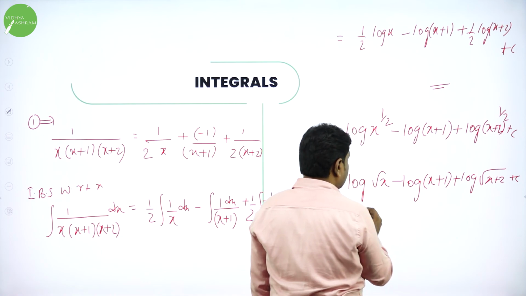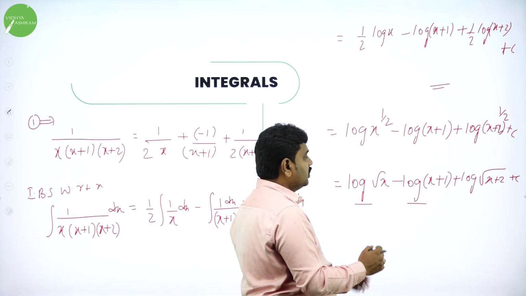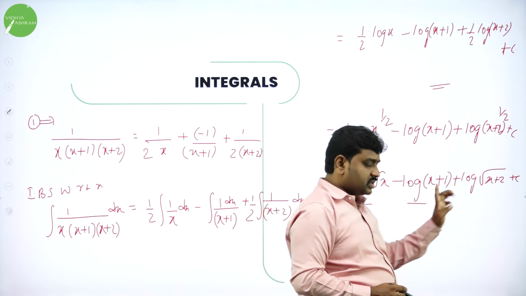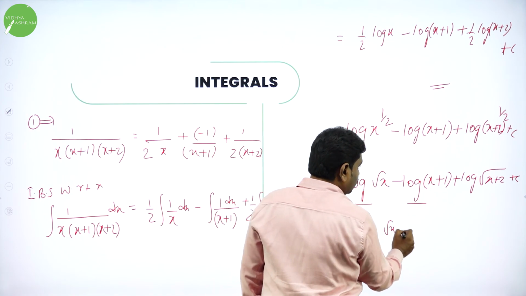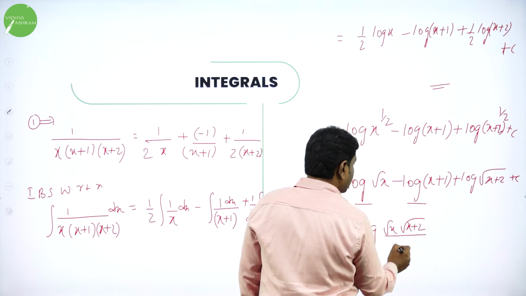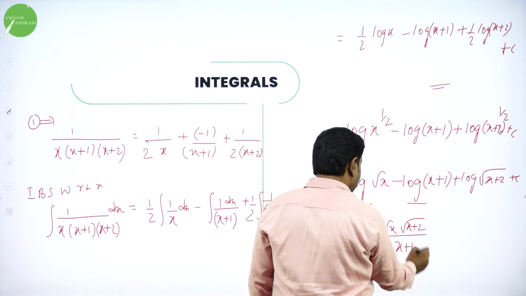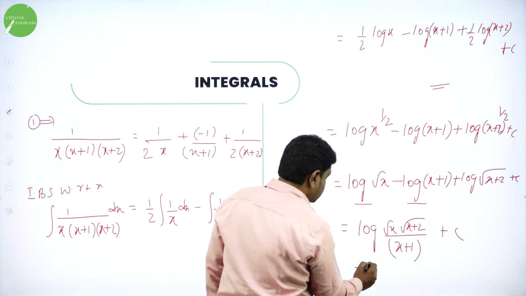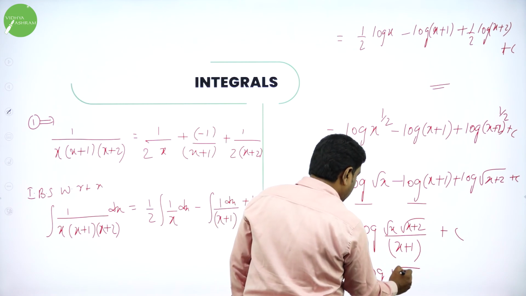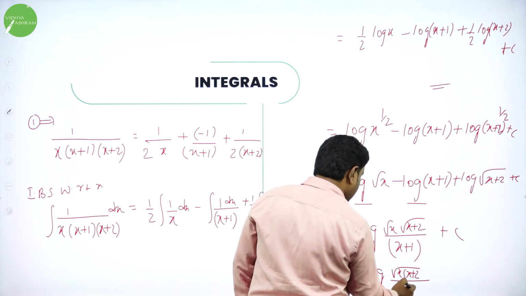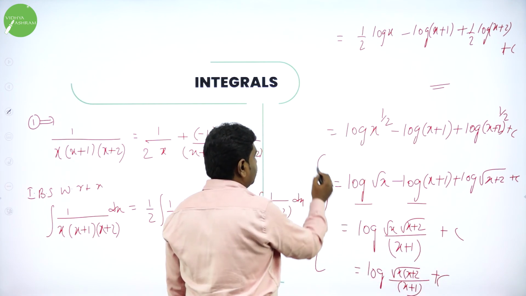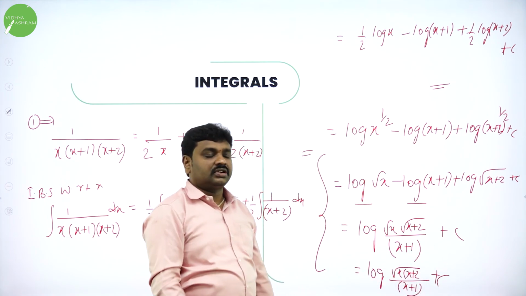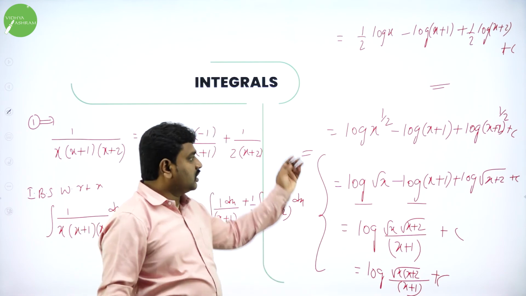You know this log a minus log b can be written as log a by b, and log a plus log b can be written as log a into b. In a single term, log of root x into root of x plus 2 divided by x plus 1, plus c, or under single root, log of root of x into x plus 2 divided by x plus 1, plus c. So my dear students, from here it is not necessary. If you leave it here, more than sufficient. This is a standard form of the answer, or you can leave it there.